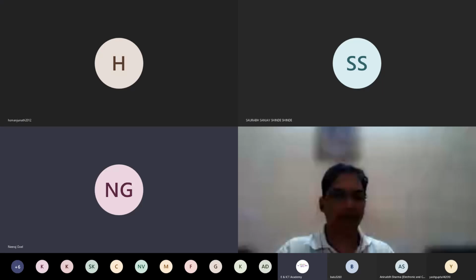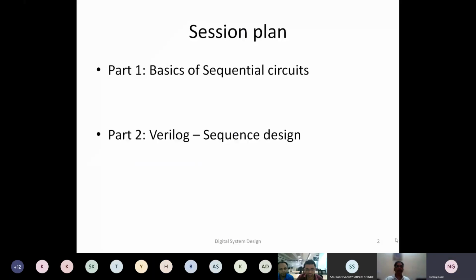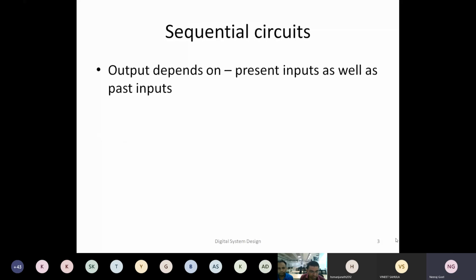Basics about sequential circuits, and then we'll have a corresponding Verilog exercise where we'll do some sequential logic modeling using Verilog. Okay, so before understanding the basics, let's first understand what a sequential circuit is. Sequential circuit essentially means that my output depends on present input as well as past inputs.